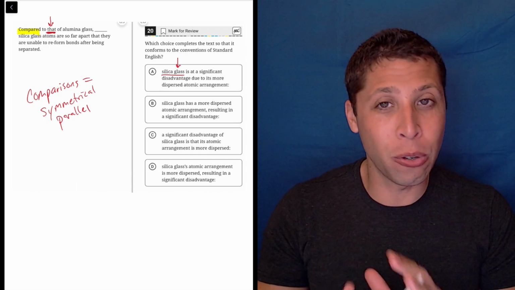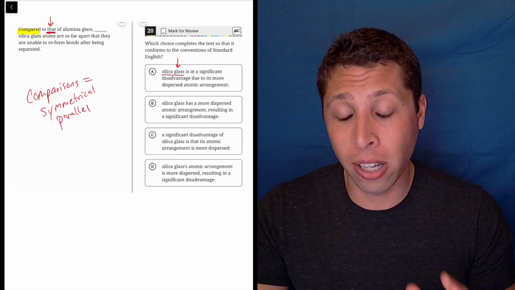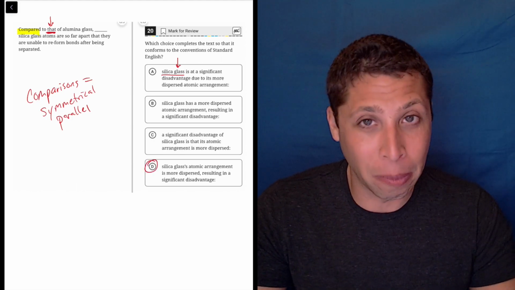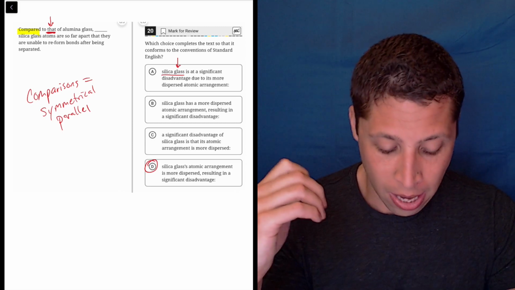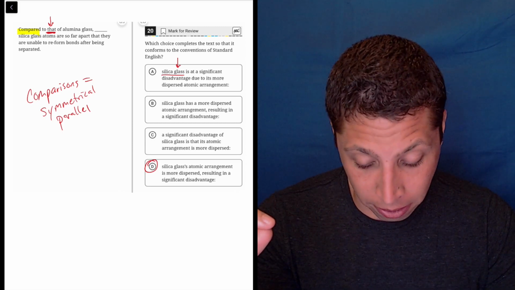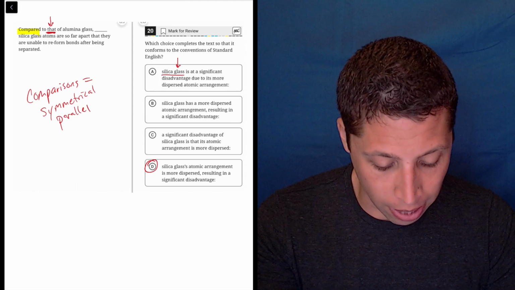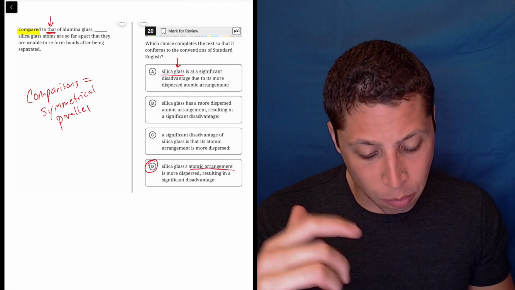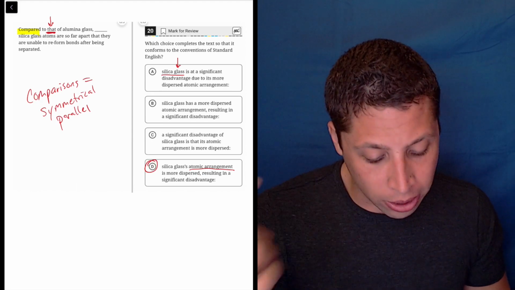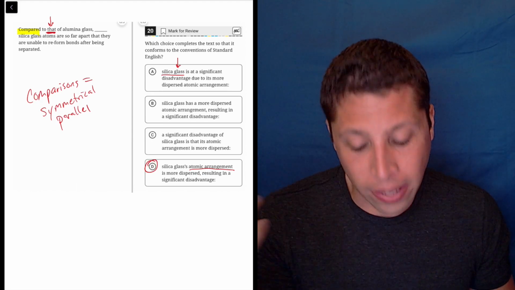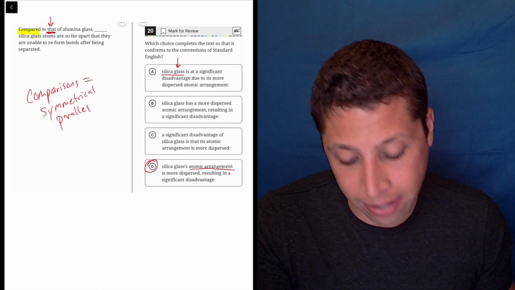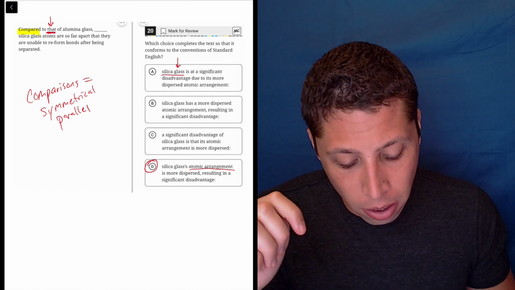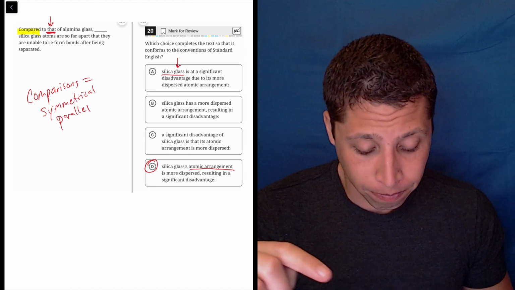If it's really confusing, let me just jump right to the correct answer, and maybe that'll hopefully show why there's a little bit of a difference here. D is the answer. Because notice what we're doing here. Compared to that of alumina glass, silica glass's atomic arrangement is more dispersed, resulting in a significant disadvantage. And then they continue, what is that disadvantage? It's the silica glass atoms are far more apart than they are unable to reform bonds. Okay. So this is fixing the comparison.